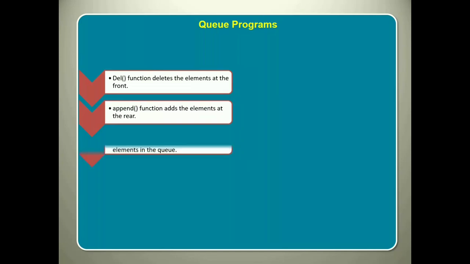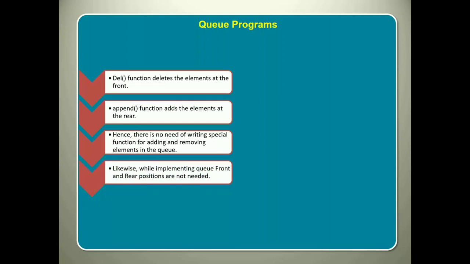You have already learned about delete and append functions. Delete function deletes the elements at the front, and append function adds the elements at the rear. Hence, there is no need of writing special function for adding and removing elements in the queue. Likewise, while implementing queue, you do not need front and rear positions.